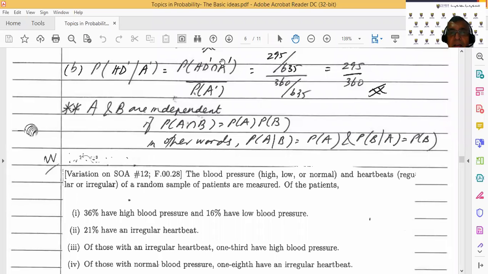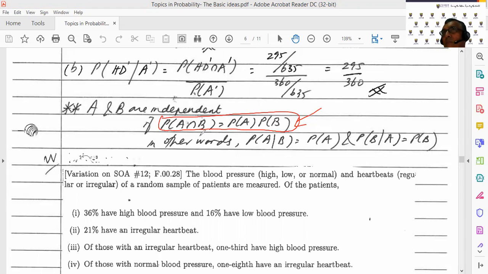Okay. Now we're dealing with independent events. If A and B are independent, then you must know that the probability of A and B is equal to A times B. Let me say that again. If A and B are independent events, then the probability of A intersect B is the probability of A times the probability of B. I usually say it as: if A and B are independent, A and B is A times B. This one here is important.